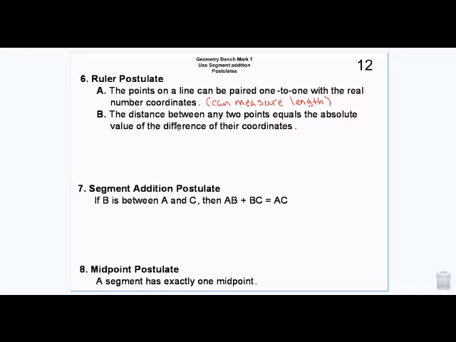Okay. The distance between any 2 points equals the absolute value of the difference of their coordinates. You subtract the lesser from the greater, you should get the correct distance, even if the numbers are negative.